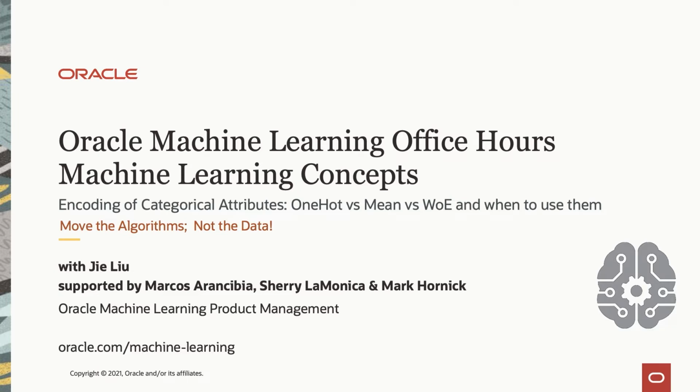I'm Marco Sarancibia, and today we're going to see the machine learning concepts and coding of categorical attributes with One-Hot versus mean encoding versus weight of evidence and when to use them.